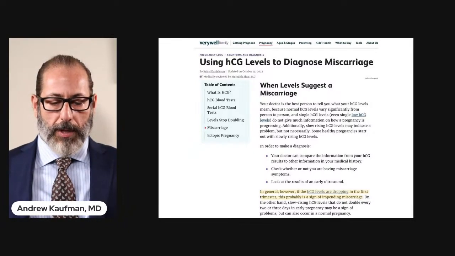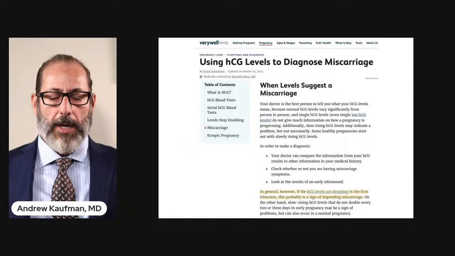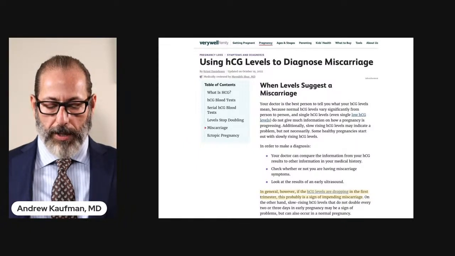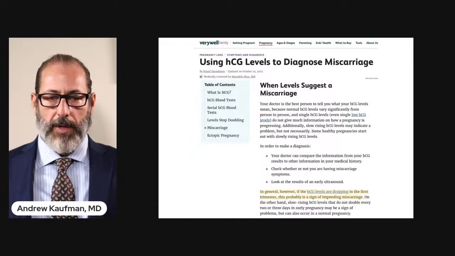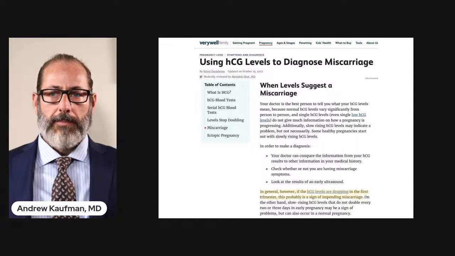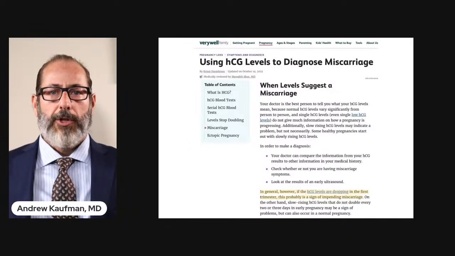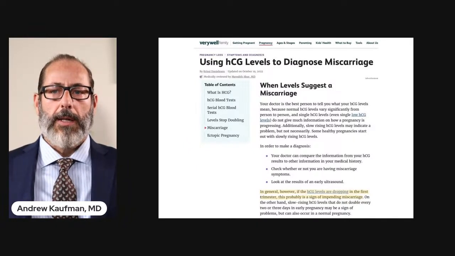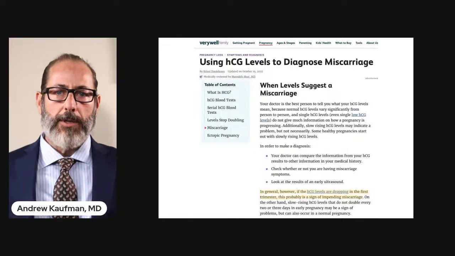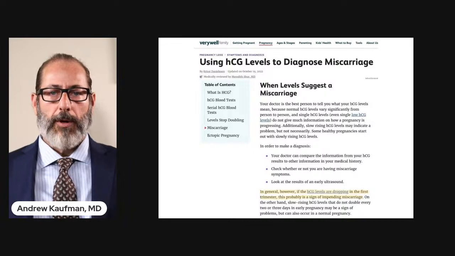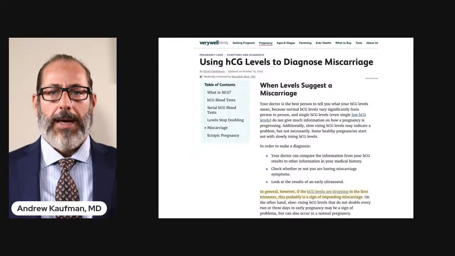And I want to read from this article talking about using it to diagnose miscarriage. In general, however, if the HCG levels are dropping in the first trimester, this is probably a sign of an impending miscarriage. So I had a client who was in the first trimester, and she had a little bit of spotting and a clot. And she was concerned that it could be a miscarriage, but she did not want to do an ultrasound because if it was a viable pregnancy, there could be potential harm from an ultrasound.